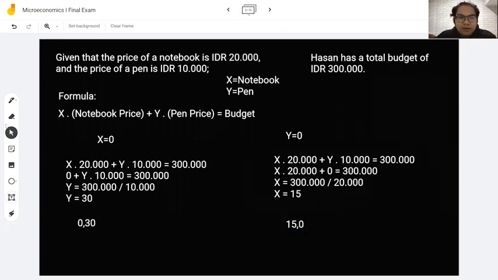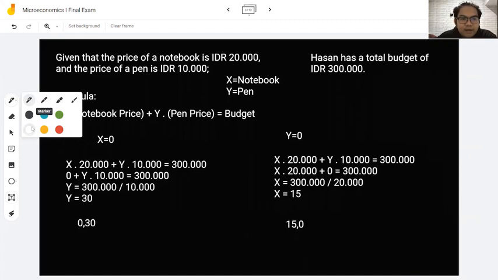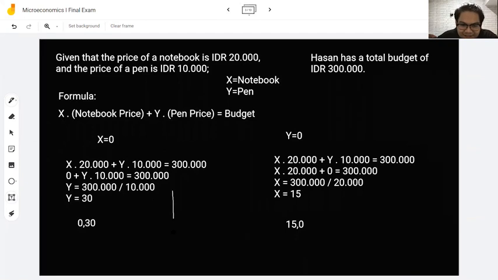Okay, we have been given two coordinates. Let's try to draw the budget line. I know it seems not perfect because I cannot draw a straight line in this set. This is X and this is Y, and this is 30, and this is 15, right about here maybe. So the budget line will be like this.